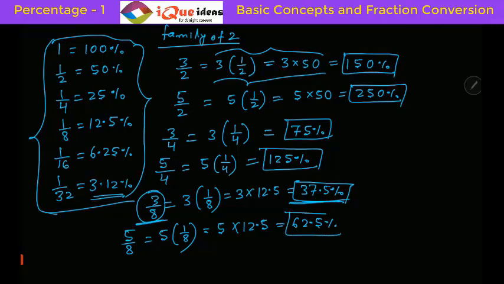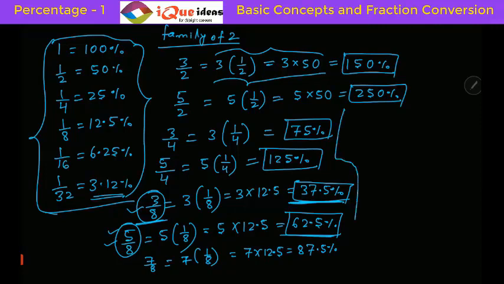And this information can be utilized in both the directions. So suppose in some questions 62.5% is given, you can directly take it as 5 by 8. Or 37.5% is given, you can directly take it as 3 by 8. So 3 by 8 and 5 by 8 are very important calculations. 7 by 8, you can calculate on your own. I'll write it here, 7 into 1 by 8. This is 7 into 12.5, which is 87.5%.